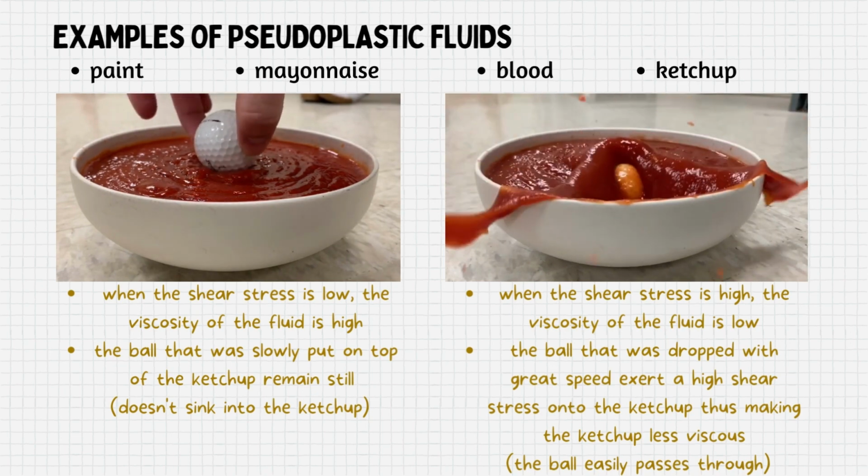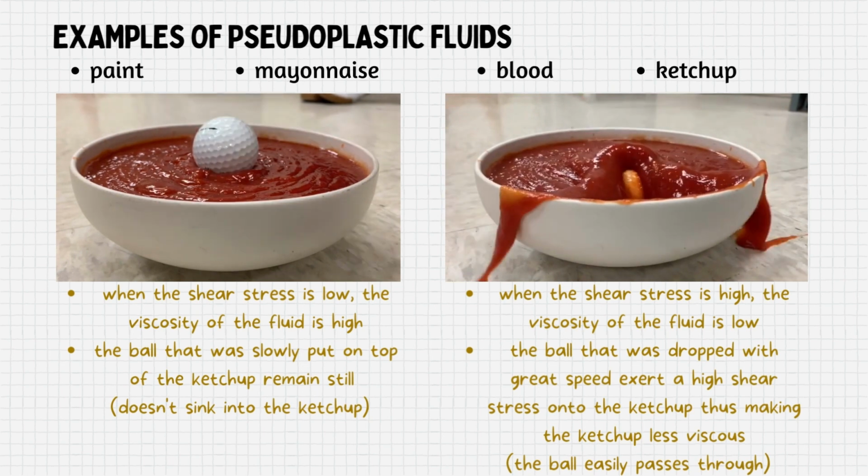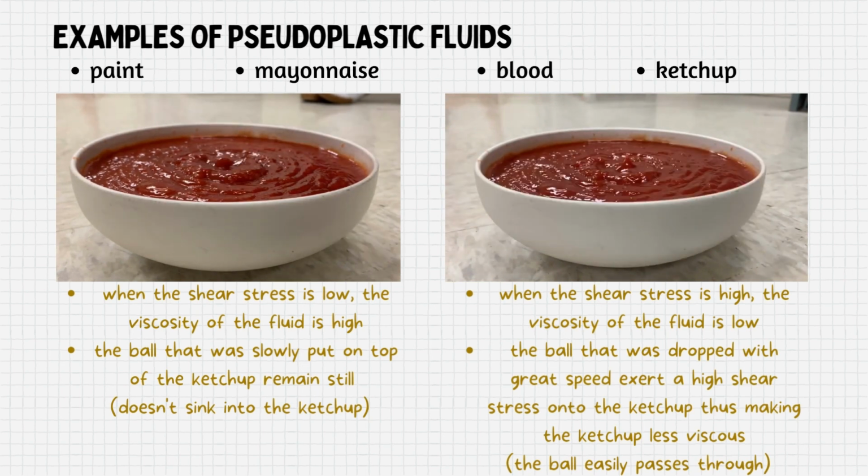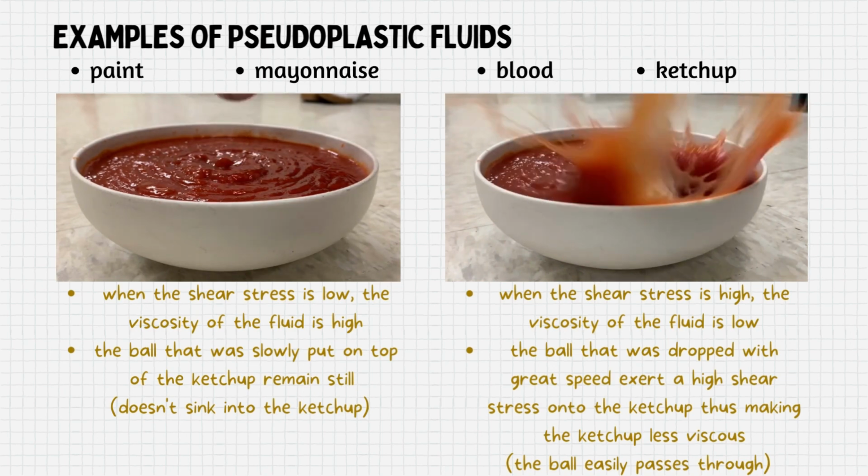When the shear stress is high, the viscosity of the fluid is low. The ball that was dropped with great speed exerts a high shear stress onto the ketchup, thus making the ketchup less viscous. The ball easily passes through.